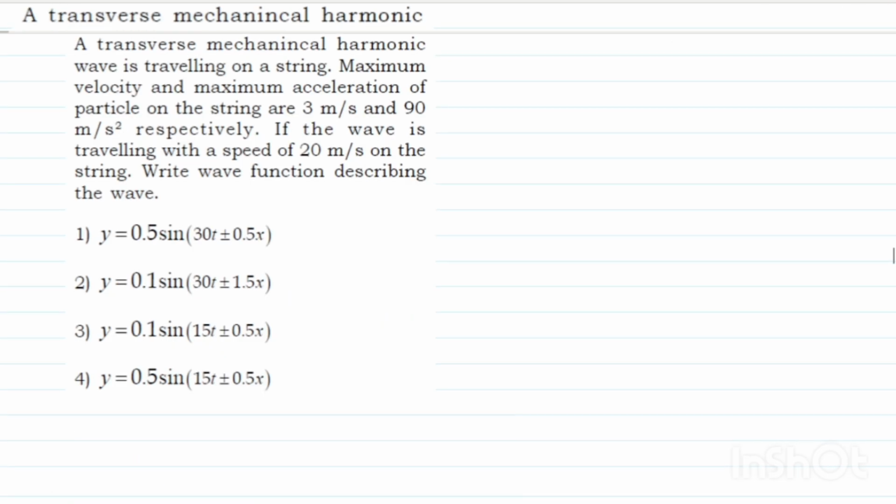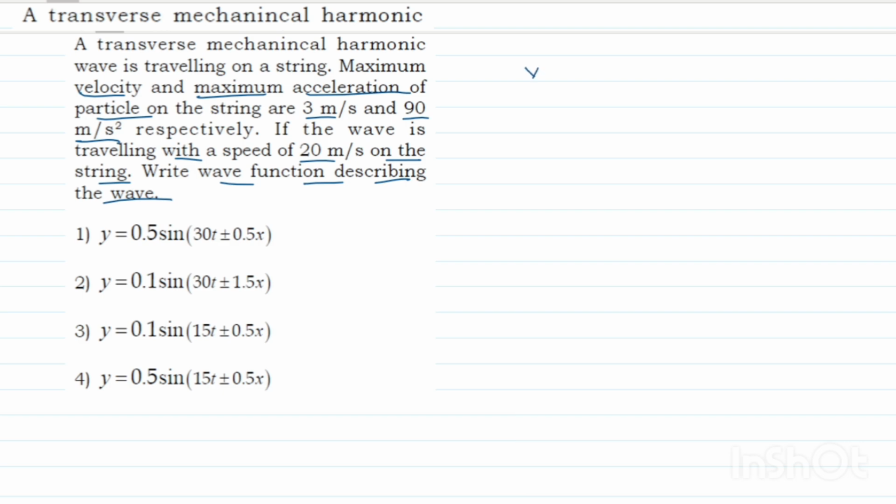Let us see the next question. A transverse mechanical harmonic wave is traveling in a string. The maximum velocity and maximum acceleration of a particle on the string are given as 3 meter per second and 90 meter per second square. If the wave is traveling with a speed of 20 meter per second on the string, write the wave function describing the wave.